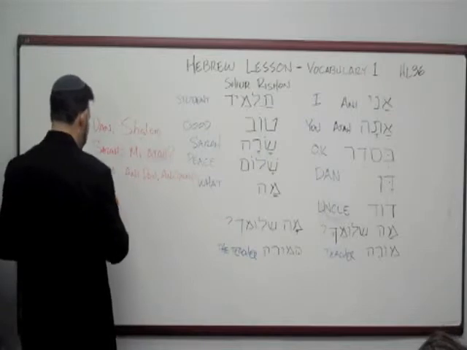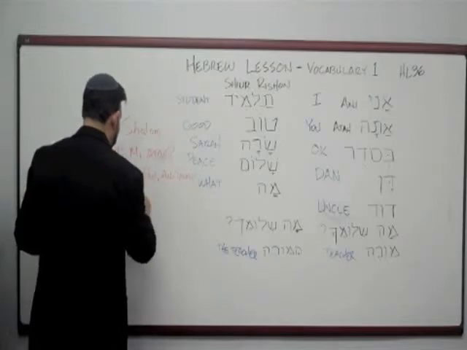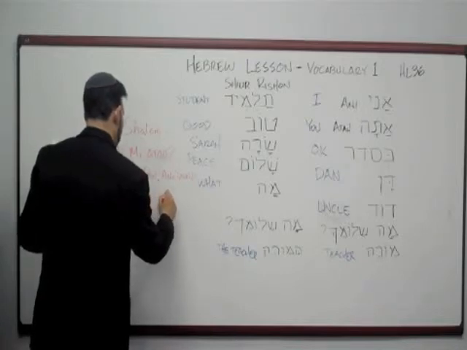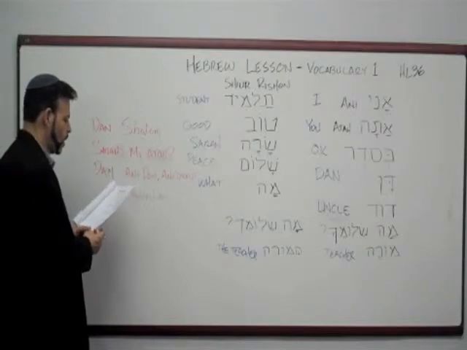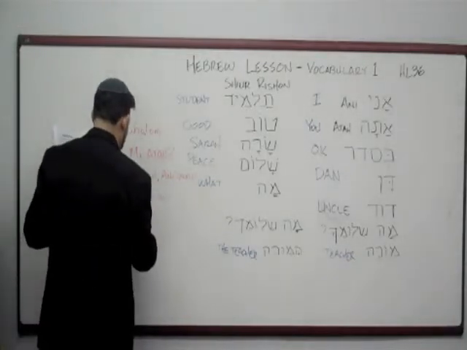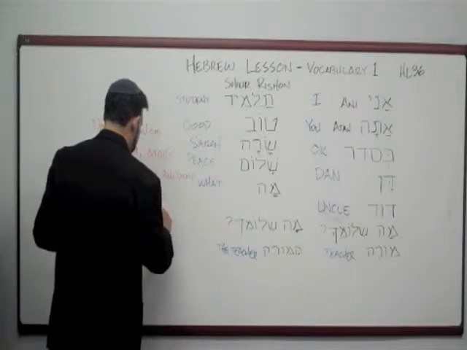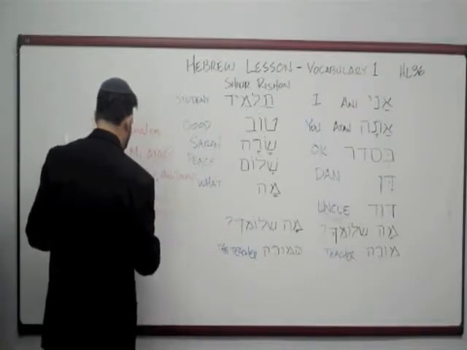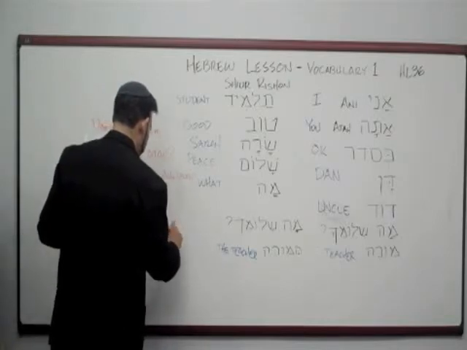Okay? Then what does Sarah say? Shalom. She's polite, she says shalom. Shalom, Dan. And then what does she say? Okay, she says, I'm Sarah. And then she asks the question, how are you?